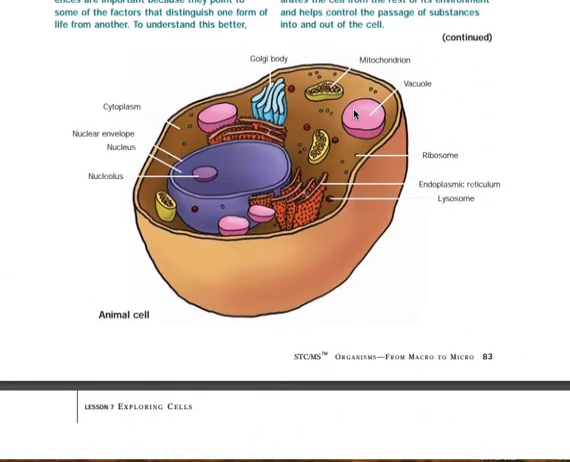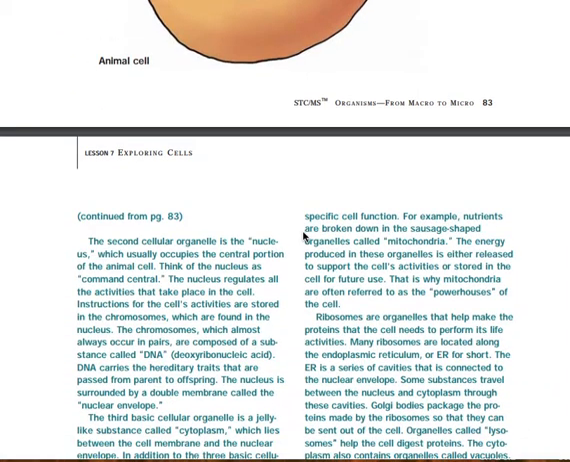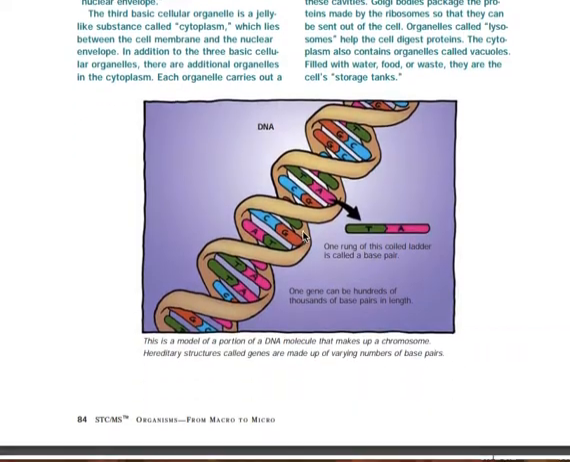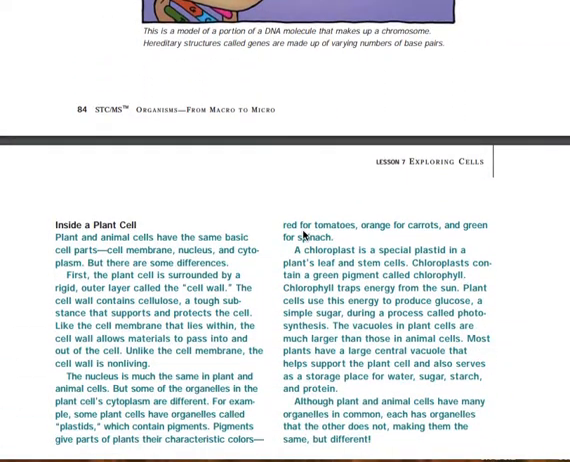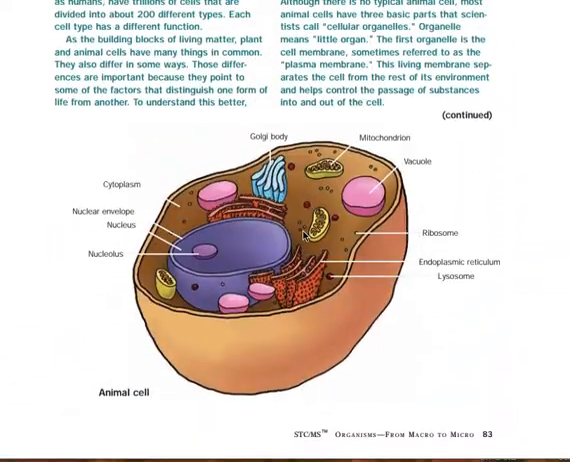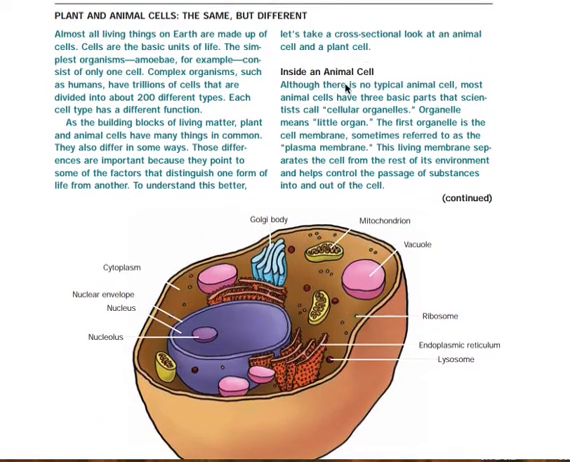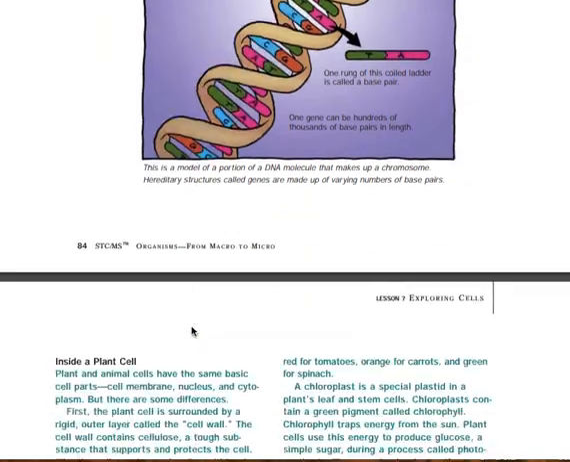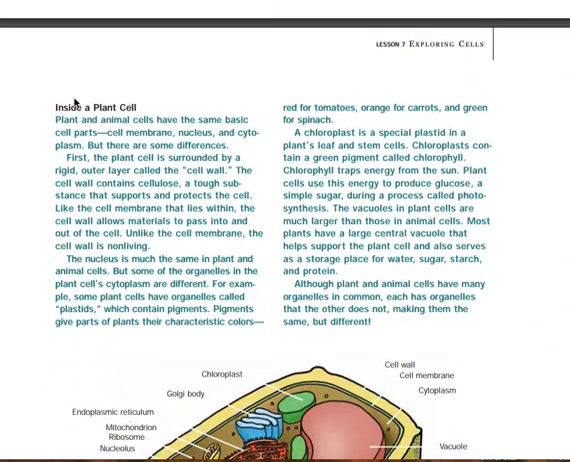So this is where they store the vacuole. So that was all inside of an animal cell. We're going to look inside a plant cell now.